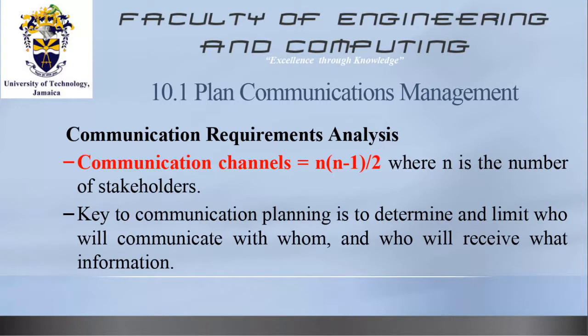So let us put it in simple terms. Utilizing the formula, right? If I am speaking to the 18 persons online right now as a body, just call yourself one, and you and I are communicating. That is one communication channel that is open, utilizing this formula. Or if I'm speaking to just one individual, or you're speaking to one individual, the amount of communication channels that would be open would be equal to one. Bearing in mind, N is the number of stakeholders, right?